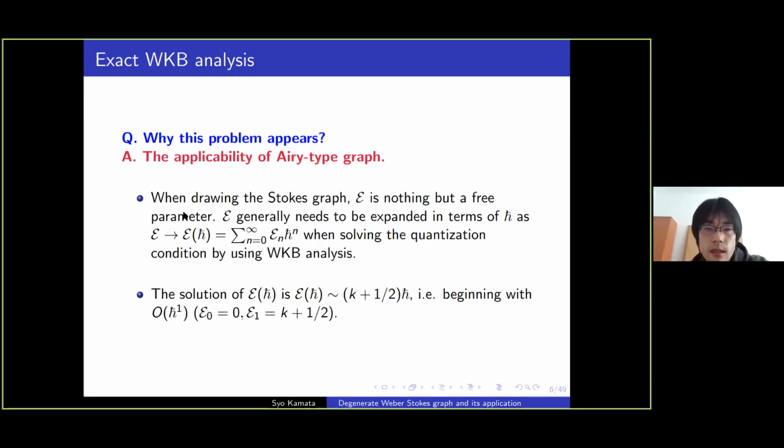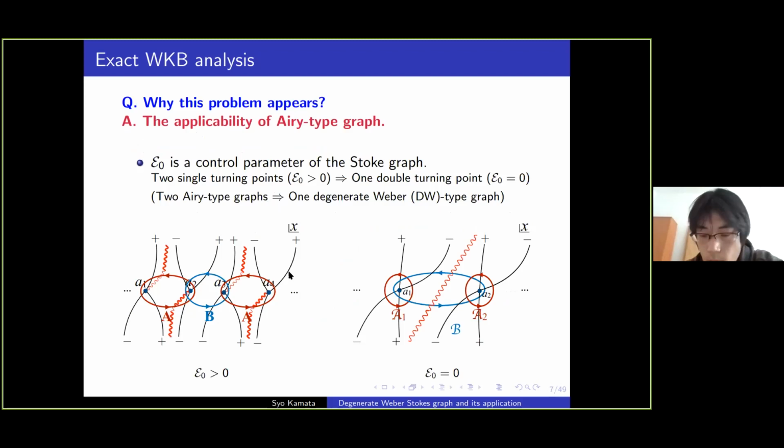Usually, once we have the potential and energy, we can make a Stokes graph using the leading order of Q, let's say V minus E. But E, the energy, is nothing but a free parameter before solving the quantization condition. So in this case, we expand this E in terms of h bar, from 0 to infinity. But if you solve this equation, why?